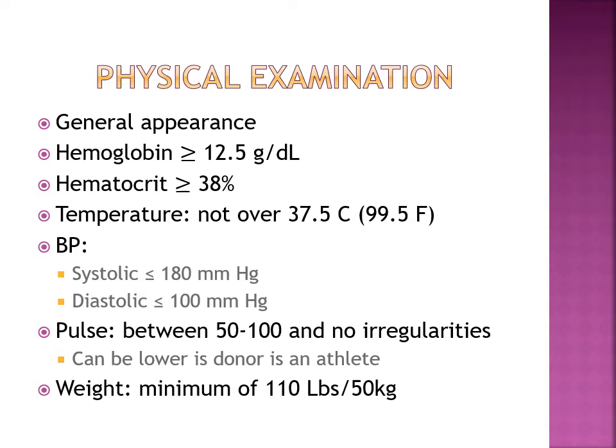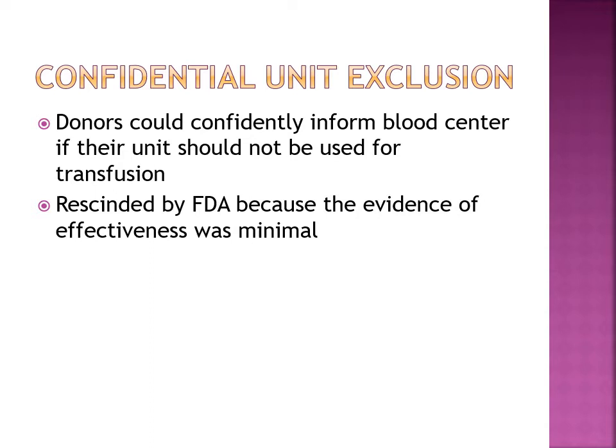This can be lower if the donor is an athlete. Hard to say below 50 sometimes. I know sometimes our phlebotomists, if it's below 60, they'll check it again just to make sure. And we want to have a minimum weight of 110 pounds or 50 kilos. You will see this information again, and you may be asked to recall it. Hint, hint.